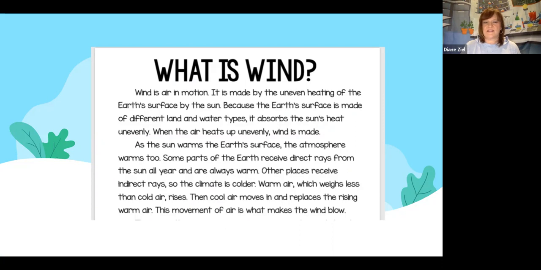Warm air, which weighs less than cold air, rises. Remember our little cloud in the cup? And then the cool air moves in and replaces the rising warm air. This movement of air is what makes the wind blow. So although we can't see air with our eyes, we can see the effect that wind is having on the objects on the earth.